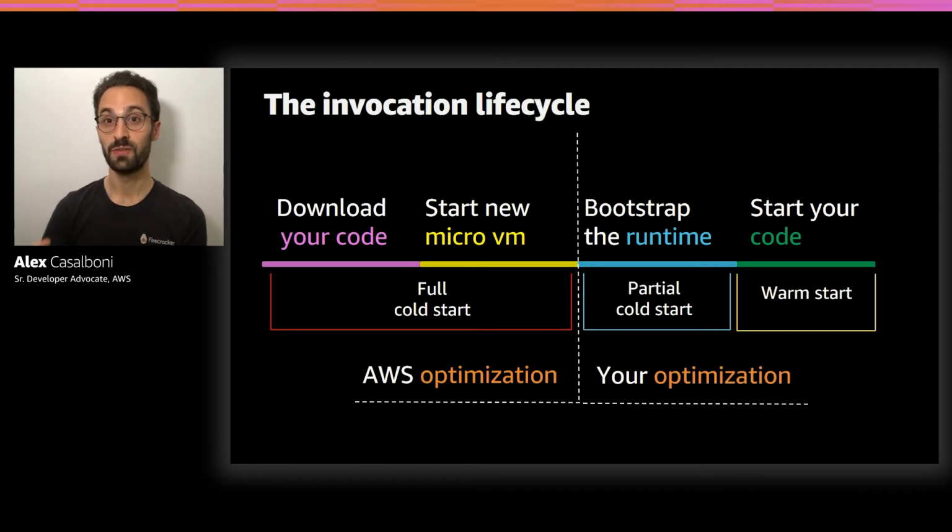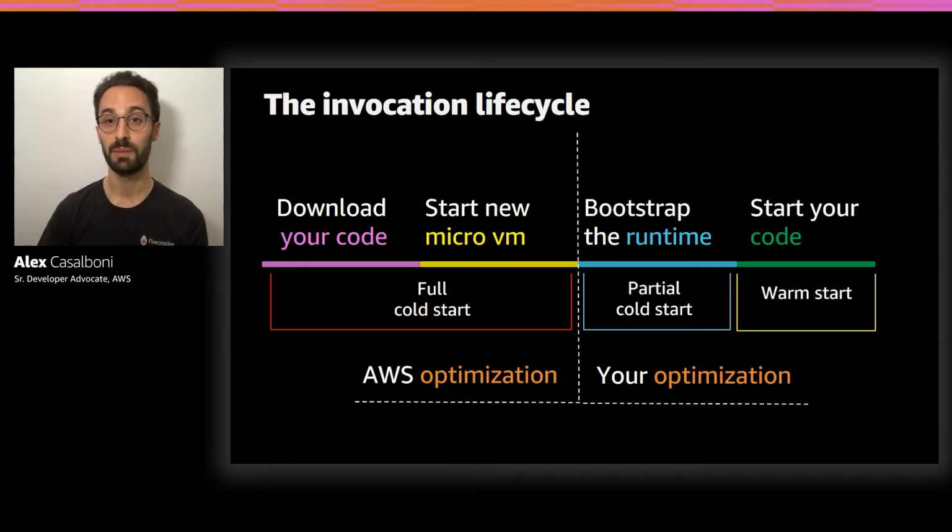So each of these functions will have its own invocation and execution lifecycle. Before we can run your code, there are a few things that need to happen. You need to download your code. We need to start a new micro VM. This is actually powered by Firecracker.